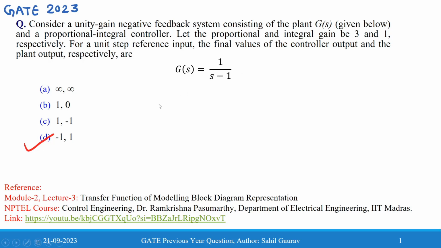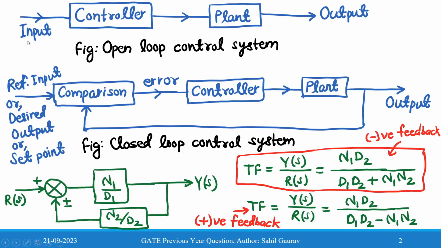Before we begin this problem, we will first have a quick recap of the theory behind it. In an open loop control system, we don't have a feedback path; it is simply a controller and a plant, and there is no feedback. A closed loop control system has a feedback path, and there may be some gains in the feedback path also. There are two types of closed loop control system, positive feedback or negative feedback, and apart from the controller and plant, a comparator comes into the picture.